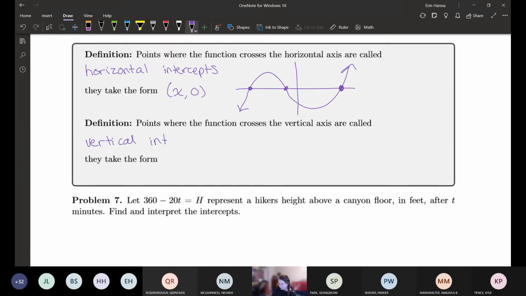Vertical intercepts. And those are going to take the form of some (0, y), or whatever variable is on the vertical axis. Usually, we think about these as y-intercepts. Now, the thing with vertical intercepts is if it's a function, which most of the things we are going to work with are, it's only going to have one.